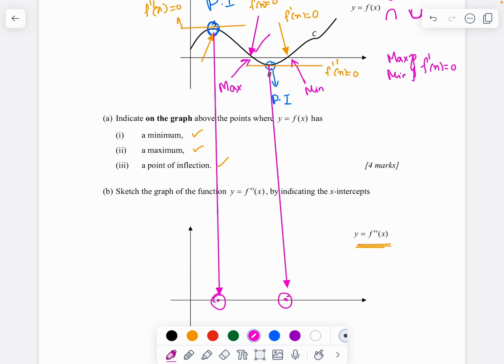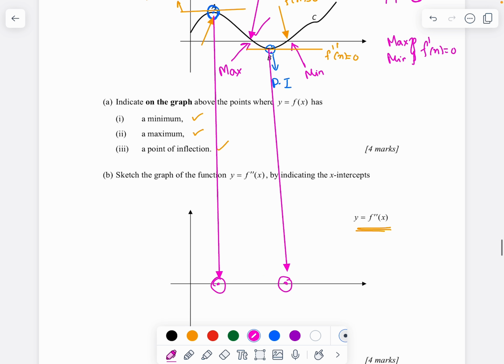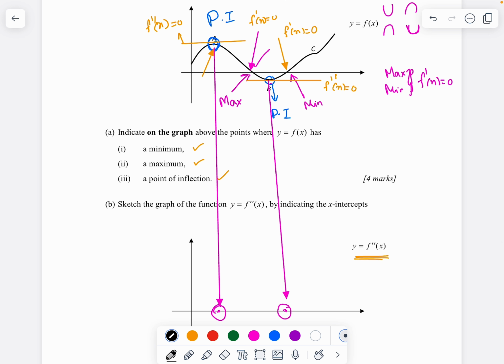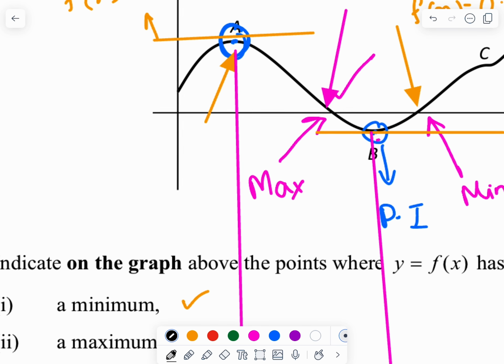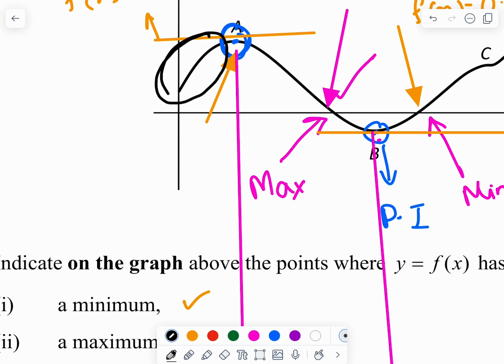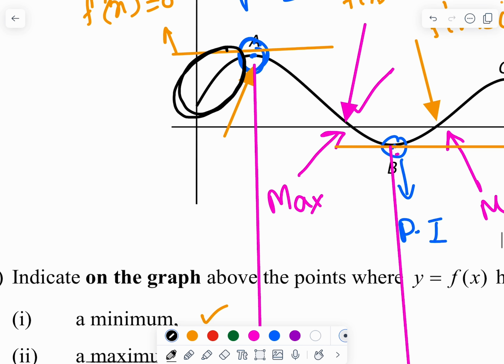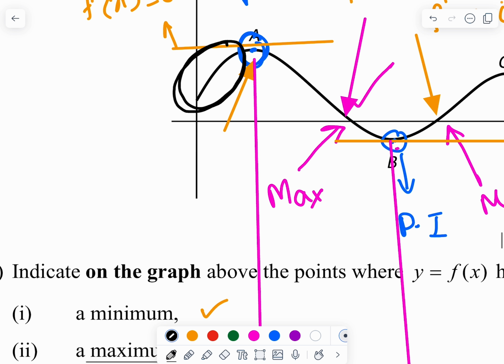Now follow it carefully. What's happening is, for this part, the first derivative is increasing. The first derivative will be increasing. So what is happening over there? From minus infinity till the point of inflection, the first derivative is increasing.